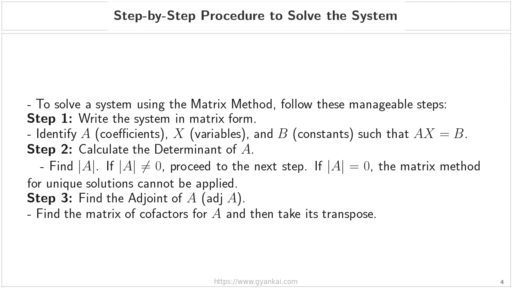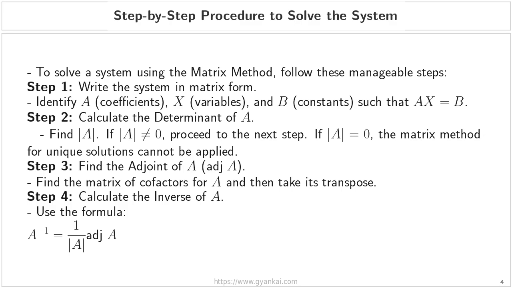Step 3. Once you've confirmed a unique solution exists, you need to find the adjoint of A, written as adj A. To do this, you'll first find the matrix of cofactors for A, and then, very importantly, you must take the transpose of that cofactor matrix.